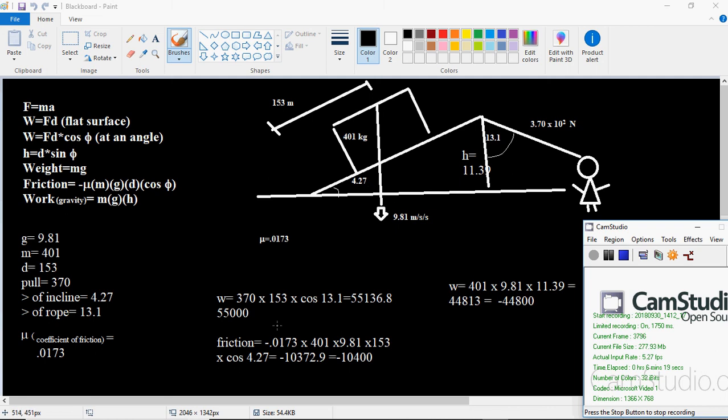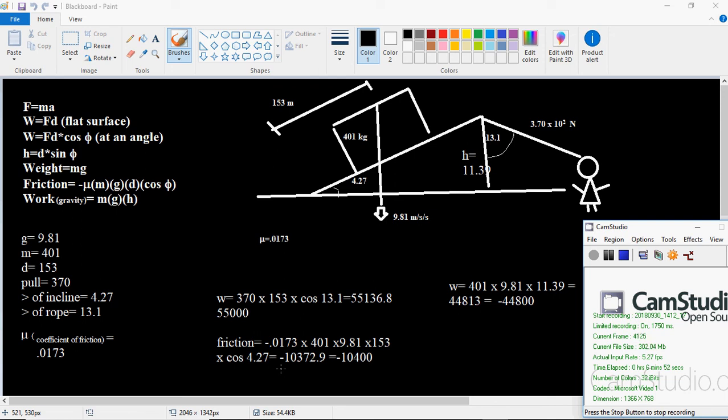So if you go down here and you plug it all in, you got your negative and then your coefficient of friction, 0.0173, times your mass, 401 kilograms, times the acceleration of gravity, 9.81, times your displacement, 153 meters, times the cosine of our theta, which is 4.27.